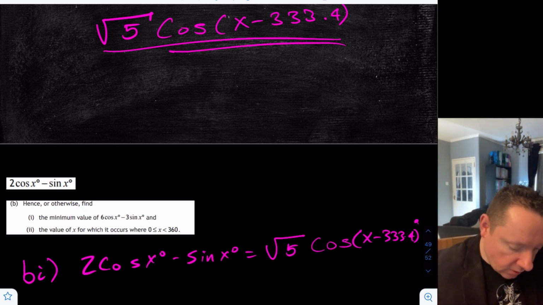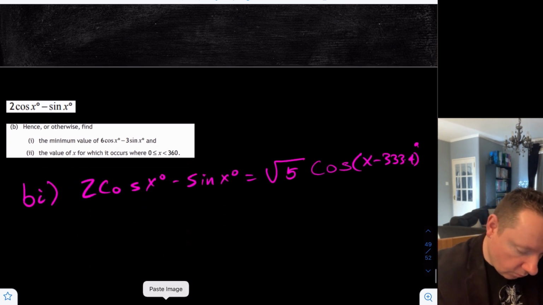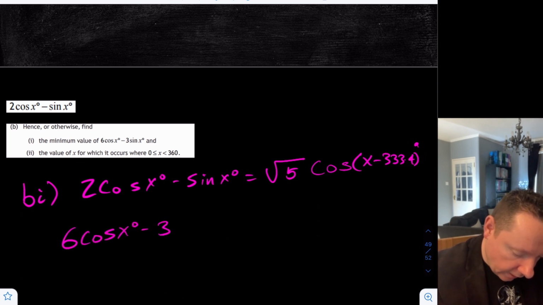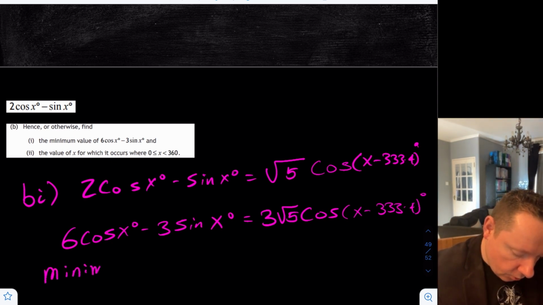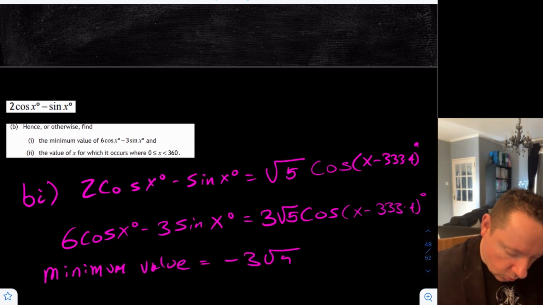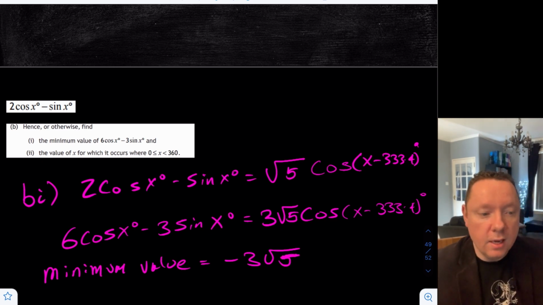But this is now 6 and minus 3. So in other words, this has been times by 3. So if I just write that underneath, that means we've got 6 cos x degrees minus 3 sin x degrees. Well, since that's been times by 3, I can just write 3 root 5 and the same cos of x minus 333.4 degrees. And therefore, our minimum value is simply minus 3 root 5 because it goes between 3 root 5 and minus 3 root 5. And we're done there for that.